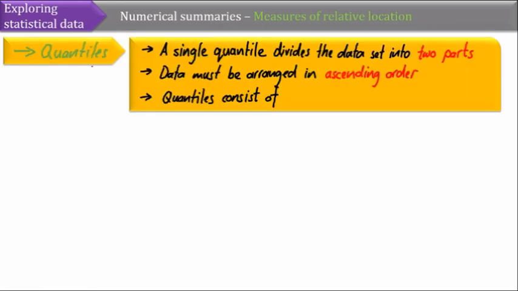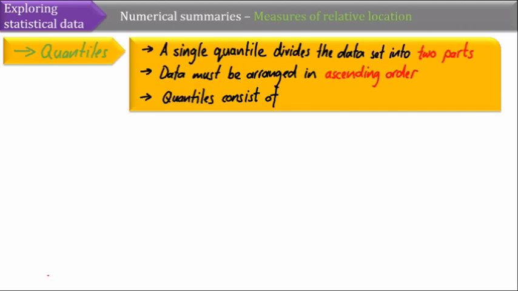Right, so first of all, quantiles. Now a single quantile divides the data set up into 2 parts. Don't think of it as equal parts, it just divides it up into 2 parts, and we'll see how in the examples. In order for this to happen, the data must be arranged in ascending order. The first place where we saw this was with the median, and the reason for that is because the median is a special quantile. The median divides the data set up into 2 equal parts, where generally quantiles don't do that. It's just the median that divides the data set up into 2 equal parts, but the data set must be arranged.